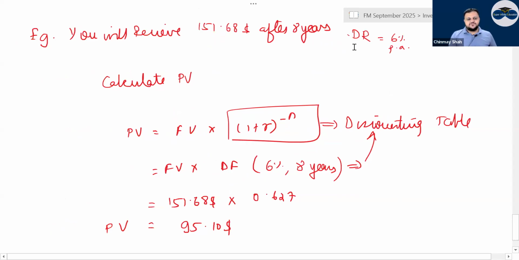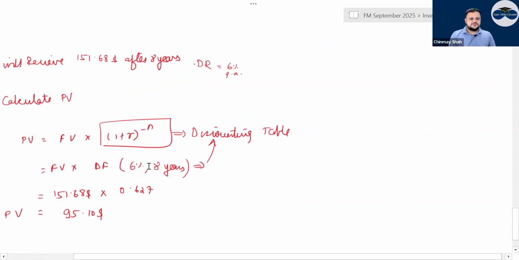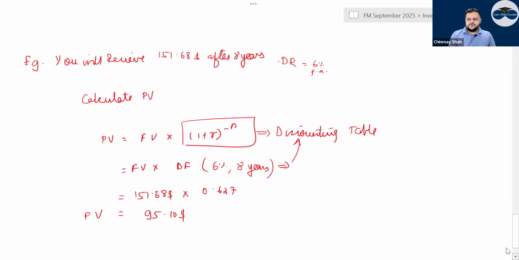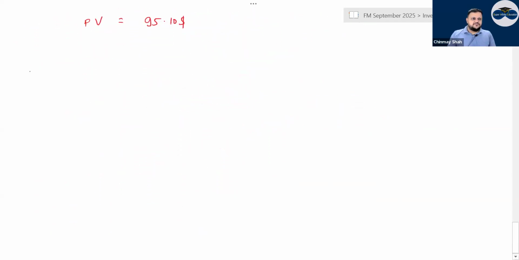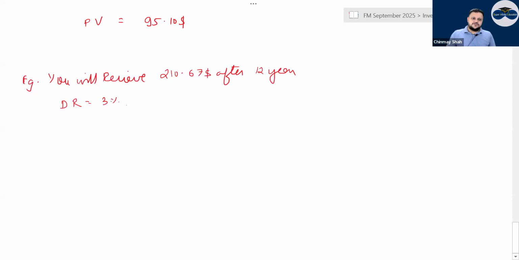Everybody okay with this? Any problem? Good. 95.10. Any issue yet? Okay with the discounting table? Tell me. One more question. Discounting table. Sure. Without my help, can you do it? I'll show you the discounting table. Write down example. You will receive $210.67 after 12 years. Discounting rate is equal to 3%. Calculate present value. Now, so you can use the formula directly.